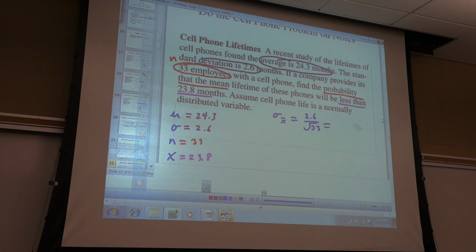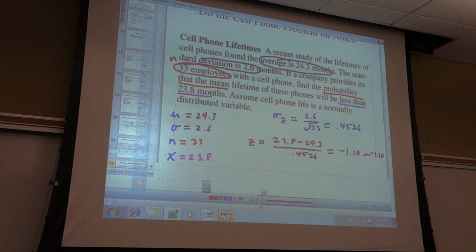And what did you get? Nicole, what did you get? 0.4526. Great. And then we're going to find our z-scores next. I only have one z-score. So my z-score is going to be 23.8 minus 24.3 divided by 0.4526. So you'll get negative 1.10 or negative 1.11, depending on what you use for your standard deviation. Either one's fine. I don't care. It's all good.